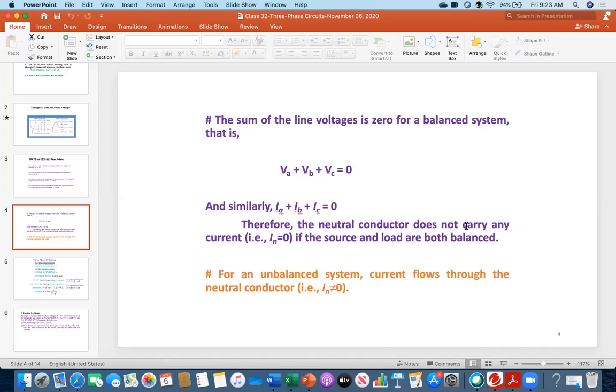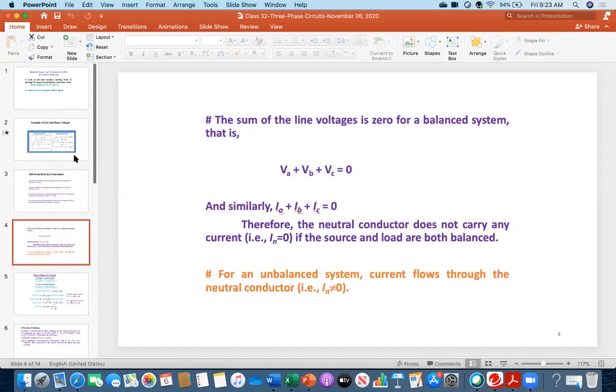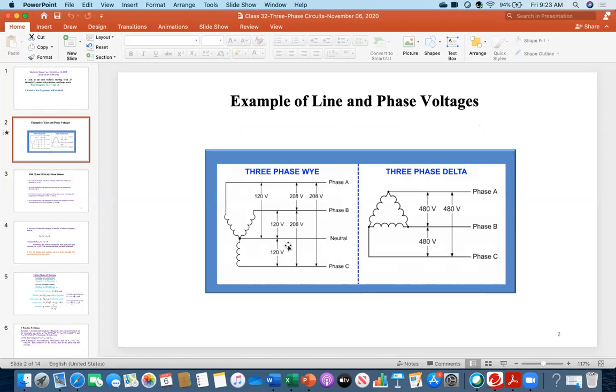Probably you already know this thing from your basic knowledge. The neutral conductor does not carry any current. That is IN equals 0 if the source and load are both balanced. This means that, then come back to this example. For example, at your home, you have phase A and then you have the neutral line. Therefore, the neutral line actually does not carry current.